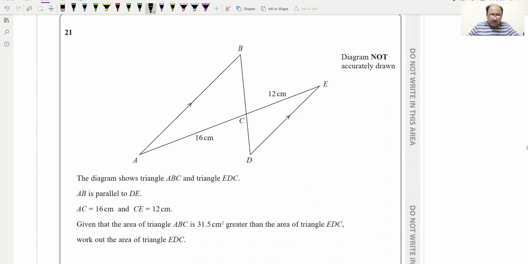So now question number 21. This is an interesting question. They're saying the diagram is not accurately drawn. The diagram shows triangle ABC and triangle EDC. AB is parallel to DE. AC is equal to 16, DC is equal to 12, and given that the area of triangle ABC is 31.5 greater than the area of triangle EDC, work out the area of triangle EDC.